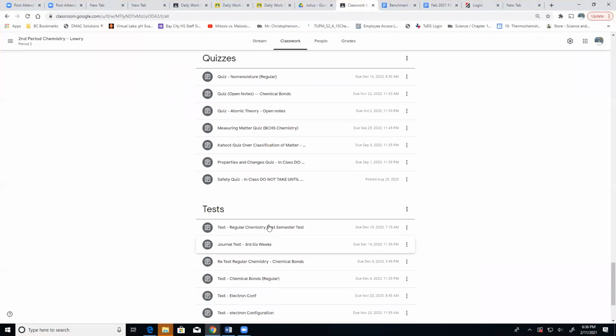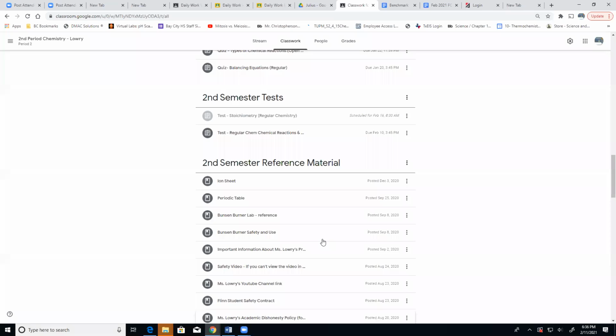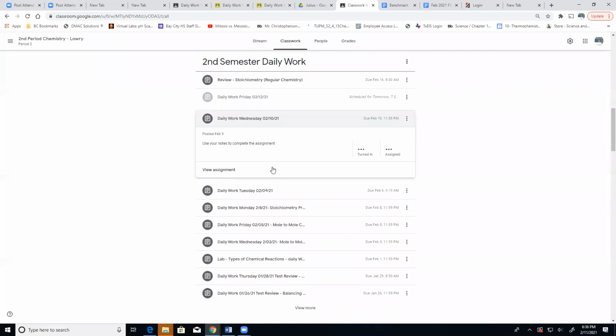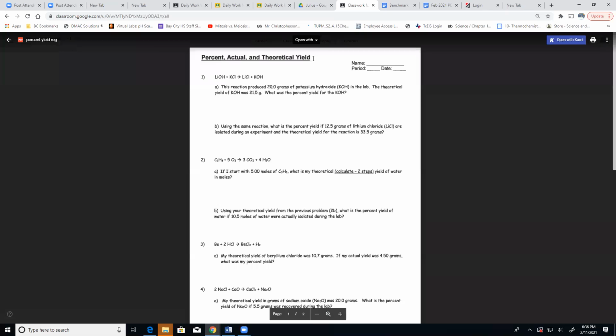All right, so we've got daily work for Wednesday the 10th. So you have a mixture of different kinds of problems in here. You have some that are going to be real simple because you're going to be given the actual and the theoretical. And then you have some where you're going to have to calculate the theoretical by just doing a simple mole to mole problem.